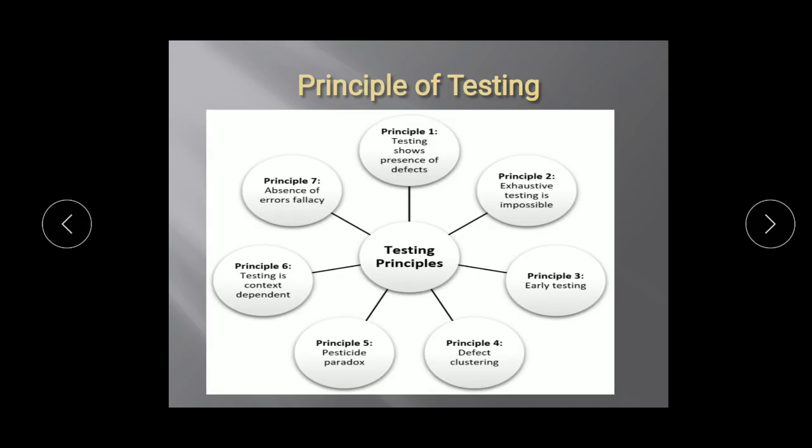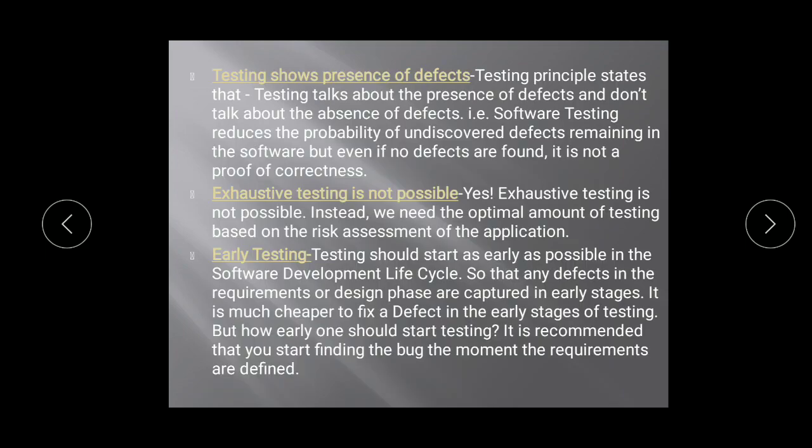So the next is principles of testing. There are certain principles of testing, a total of 7 principles. We'll be learning each and every principle. First I'll read all the principles here. First one is testing shows presence of defects. Exhaustive testing is impossible. Early testing, defect clustering, pesticide paradox, testing is context dependent, absence of errors fallacy. So all these 7 principles are there, from which the first one is testing shows presence of defects.